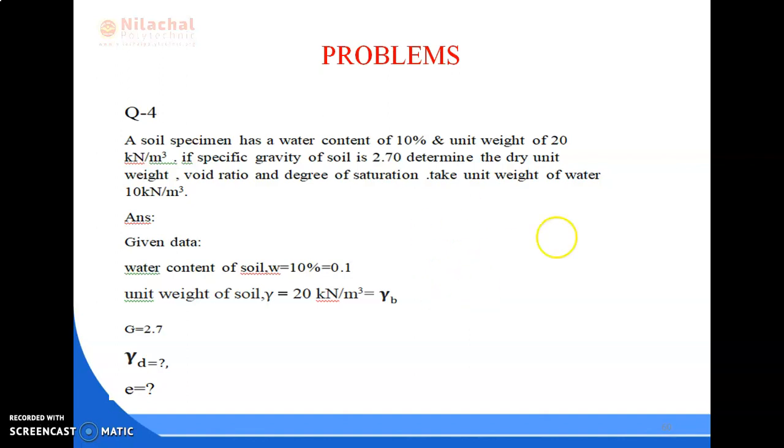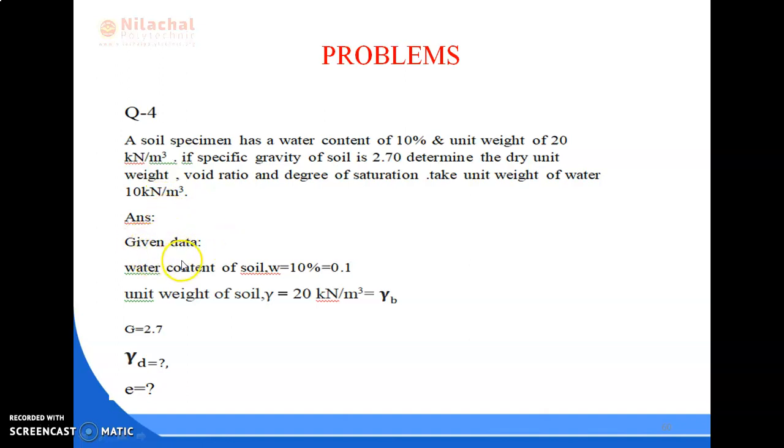So one thing is, here the unit weight of water is given, that is 10 kilonewton per meter cube. In most questions it is not given and its value is fixed at 9.81 kilonewton per meter cube, but as it is given here, we have to put this value. So first work is to write the given data.